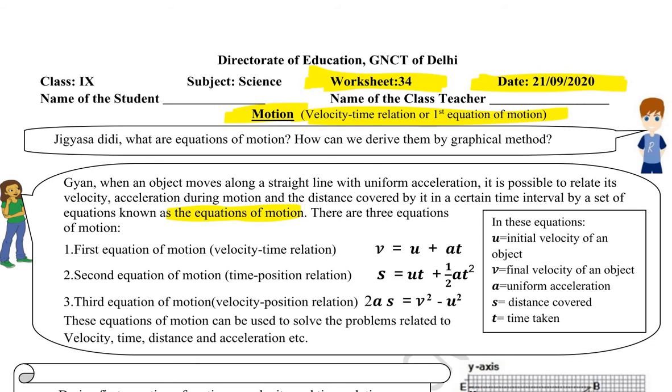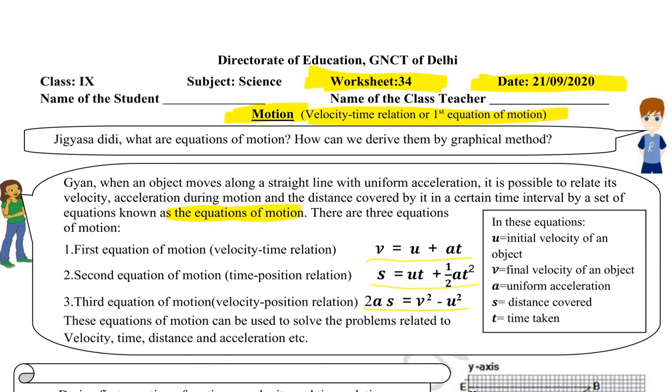The 3 equations of motion are: first equation of motion is velocity time relation in which v is equal to u plus at, and second equation of motion is time position relation in which s is equal to ut plus half at square, and third equation of motion is velocity position relation in which 2as is equal to v square minus u square.